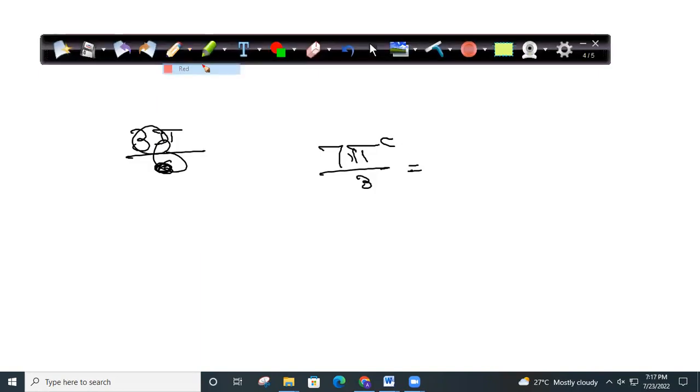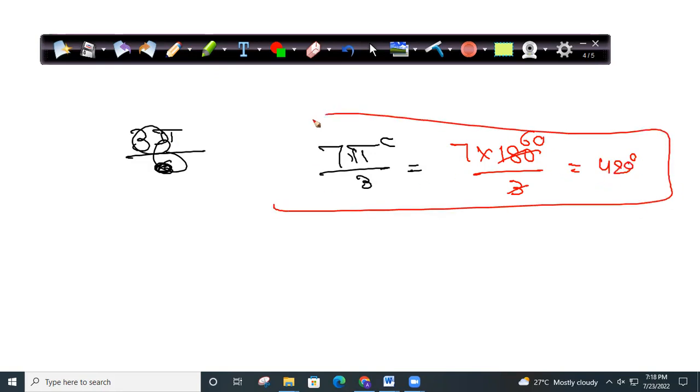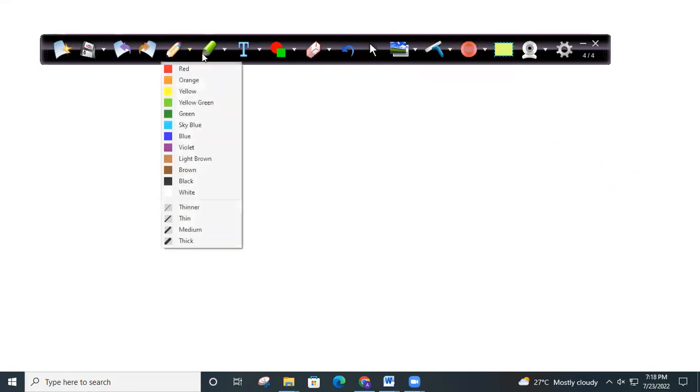So pi radians is 180 degrees. So 7 into 180 by 3. So 7 into 180 by 3, this goes 60 times, which is 420 degrees. So I'm sure now everyone in the class is very clear about how to convert degrees to radians and radians to degrees. The first part that I require from your part, you are clear.